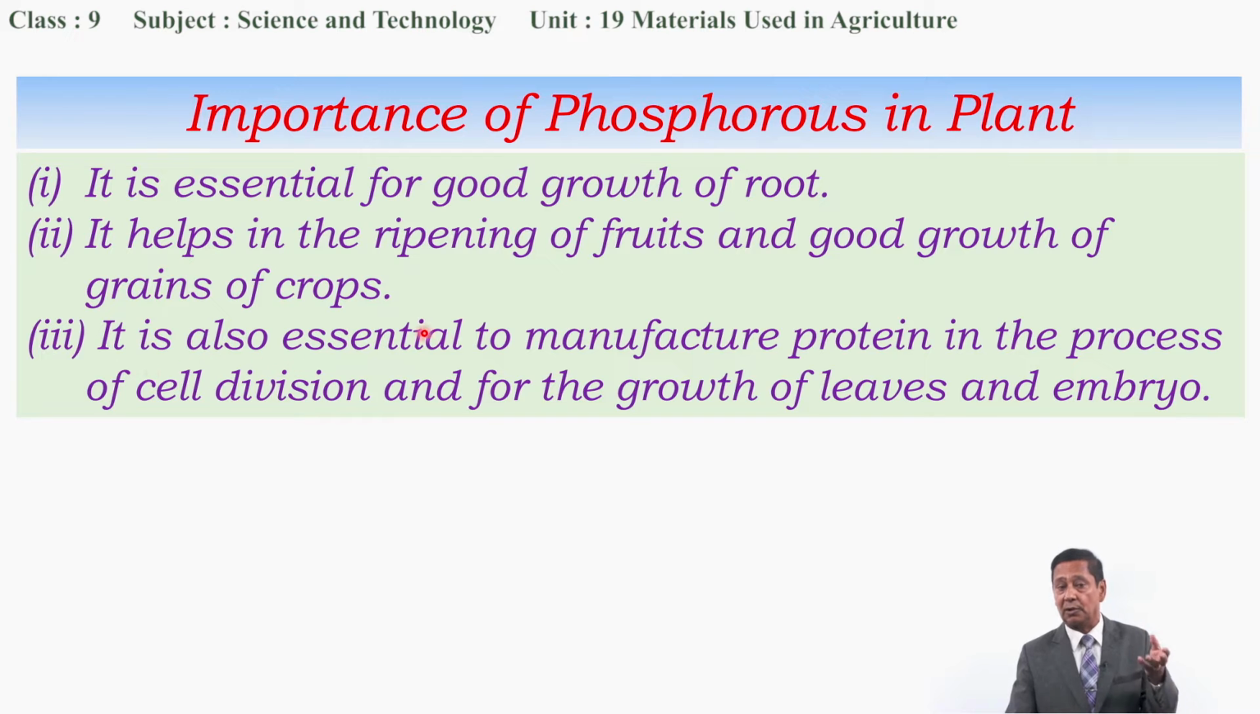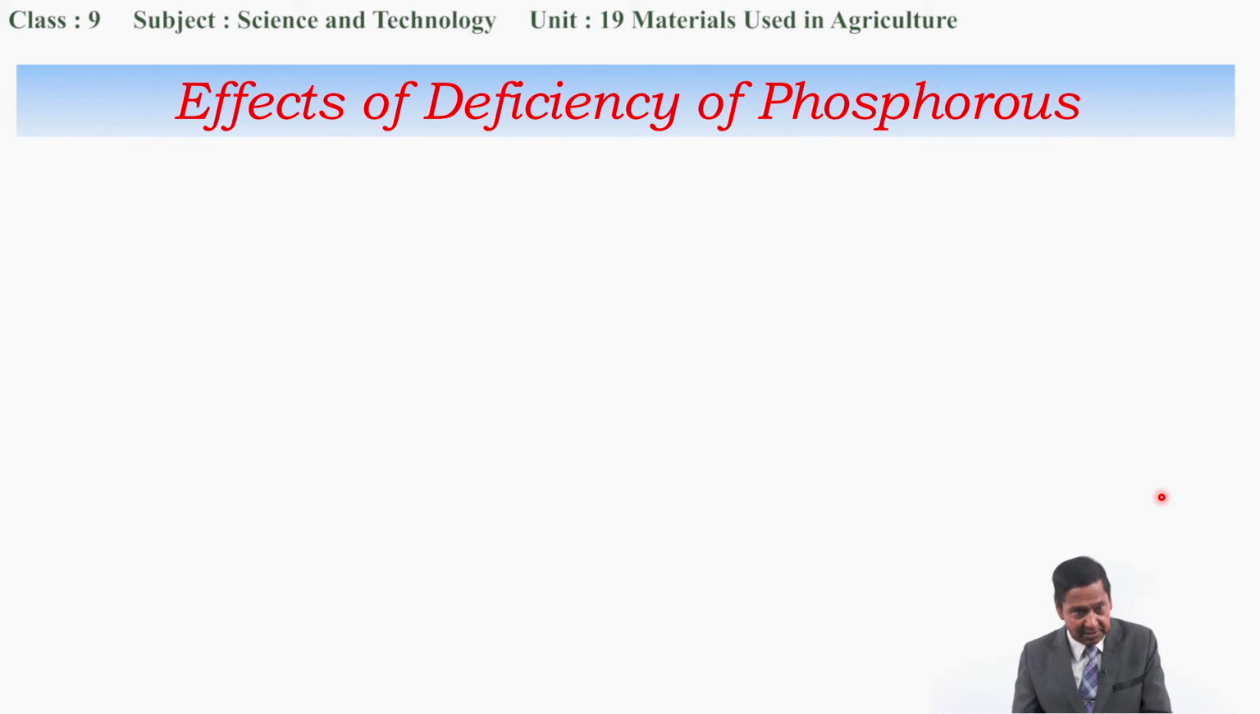That's why it is also essential to manufacture protein in the process of cell division and for the growth of leaves and embryo. These are the importance of phosphorus. Now what will happen if phosphorus is not present in the soil, or there is deficiency of phosphorus in the soil? Now what happens? Effect of deficiency of phosphorus.